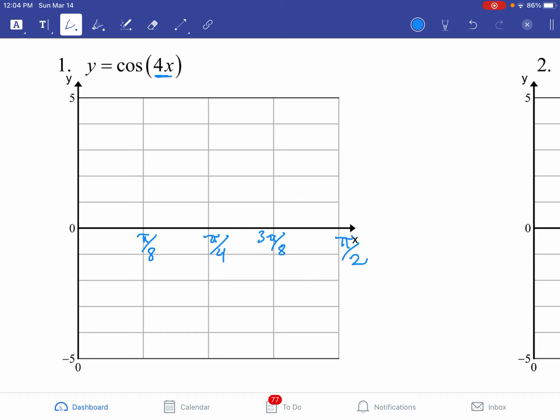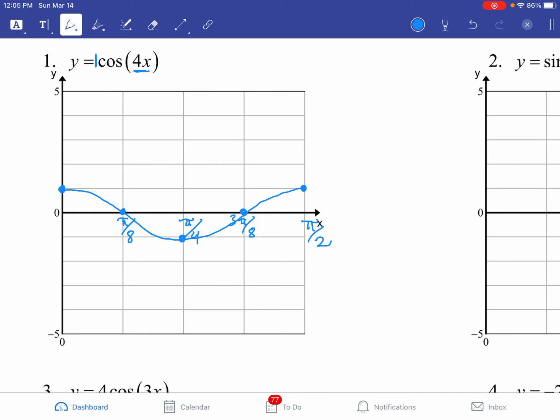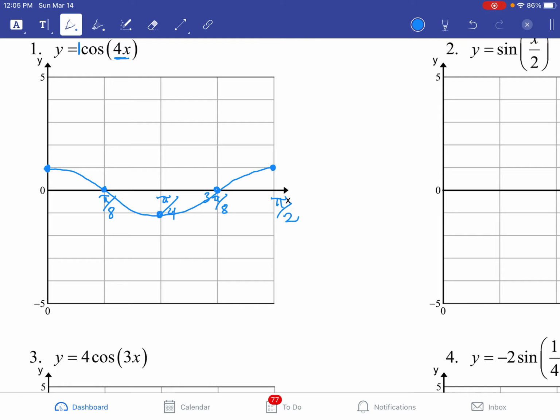Now we can start plotting the points for our graph. It's a cosine graph, and the amplitude is 1 because there is no coefficient there. So the cosine graph starts at 1, goes down to 0, down to -1, up to 0, and up to 1. Our graph will look like this, a nice gentle sweeping curve. If you want to put your intervals at the bottom, that's fine too. Wherever you feel more comfortable.